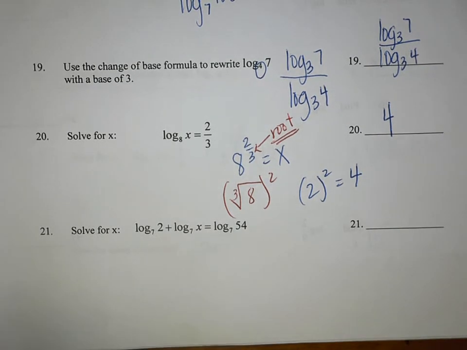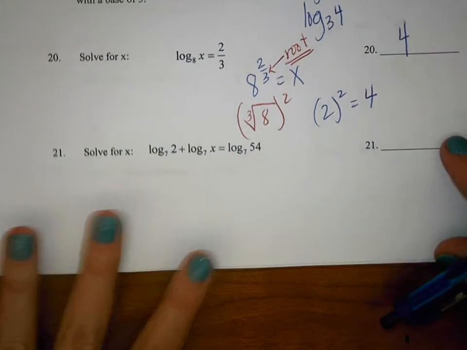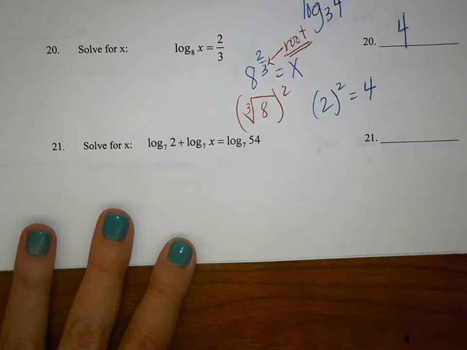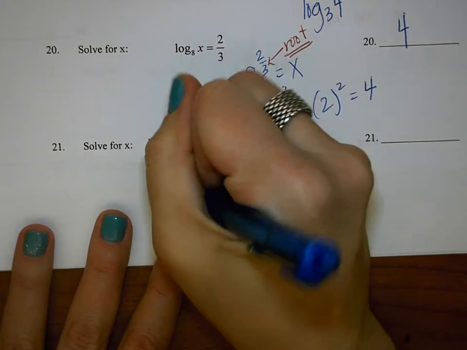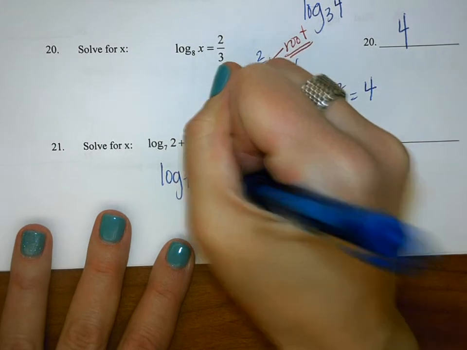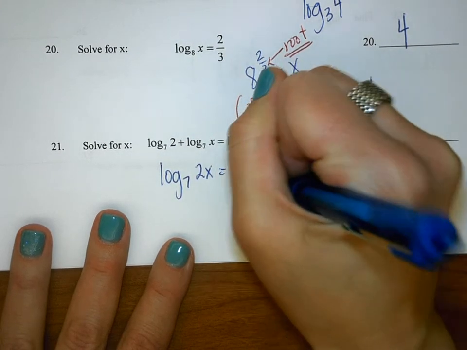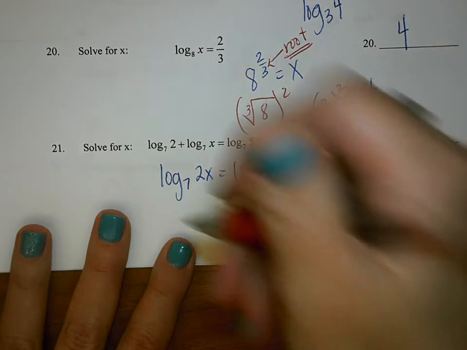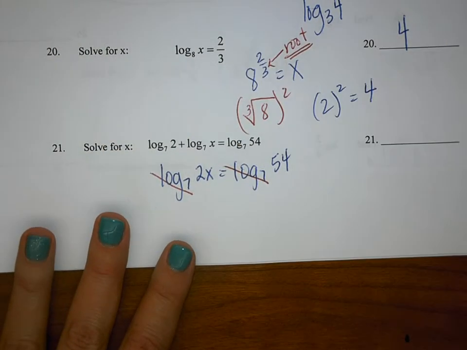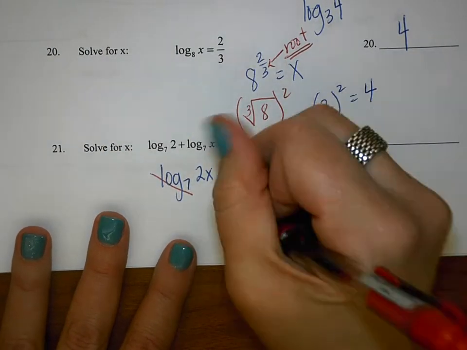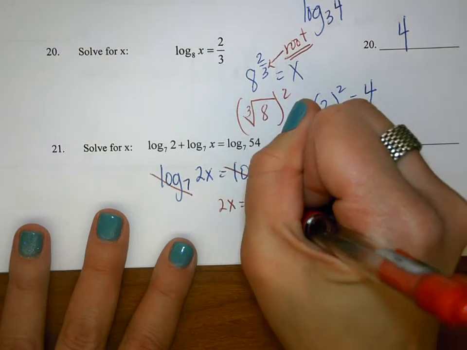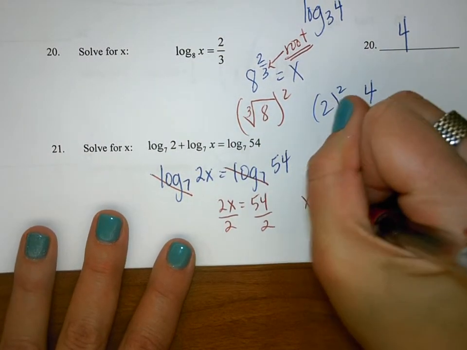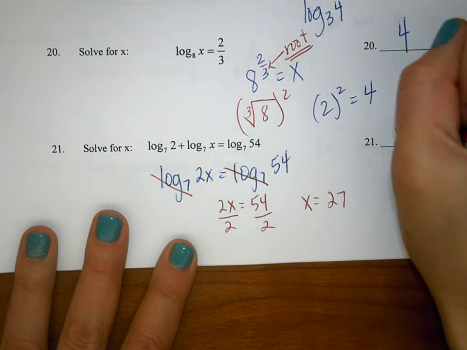Okay, 21. What are you going to do first? Condense. So when I condense, adding changes to what? So log base 7 of 2 times x, or 2x, equals log base 7 of 54. What do I do now? Good, drop your logs, because I have a single log on both sides. So we have 2x equals 54, and your last step is to divide by 2. So x equals 27.